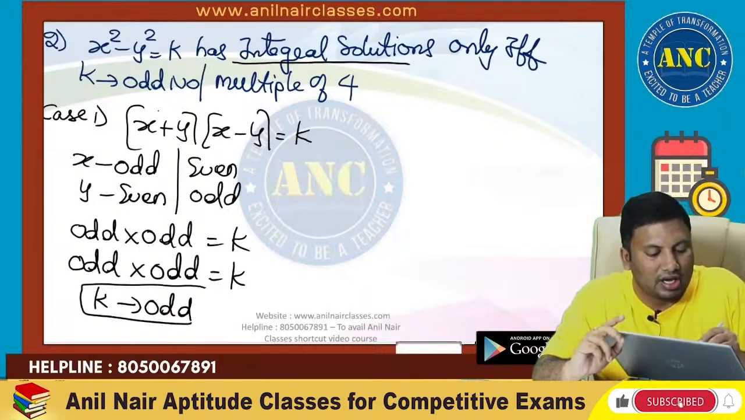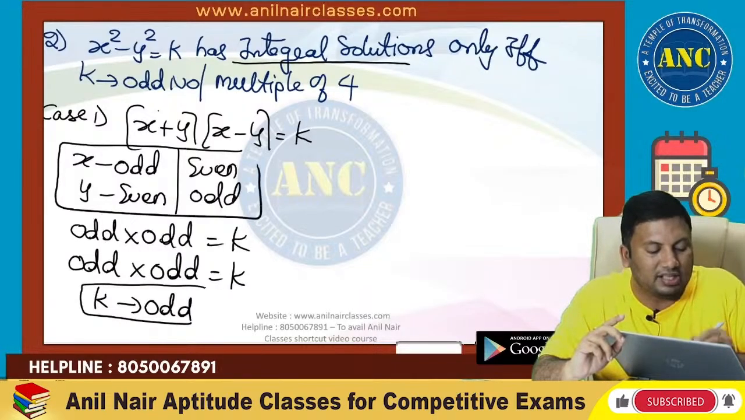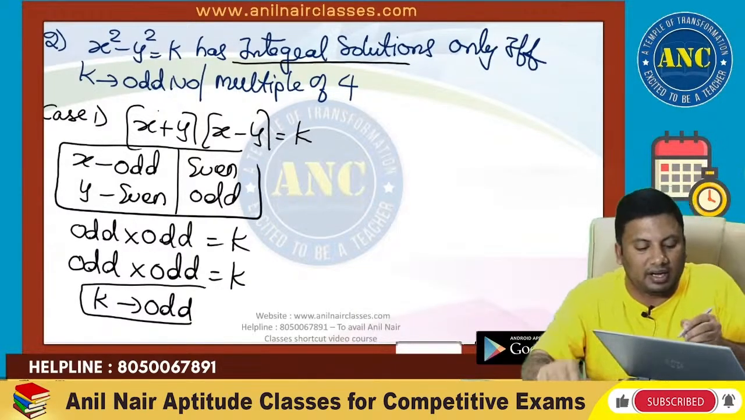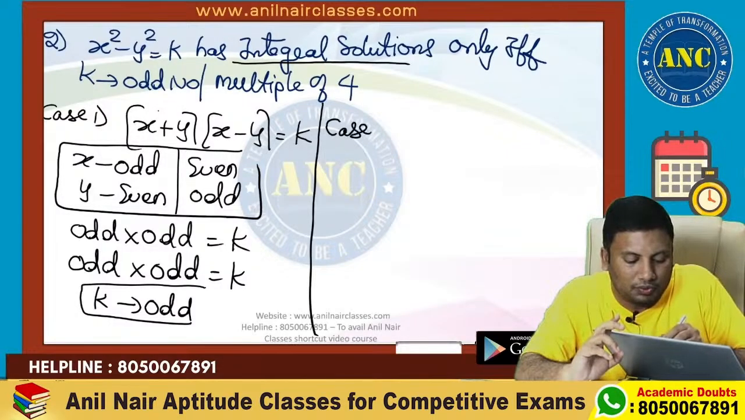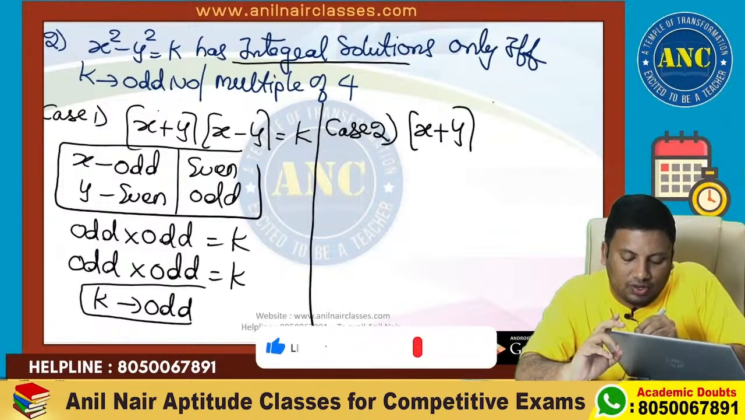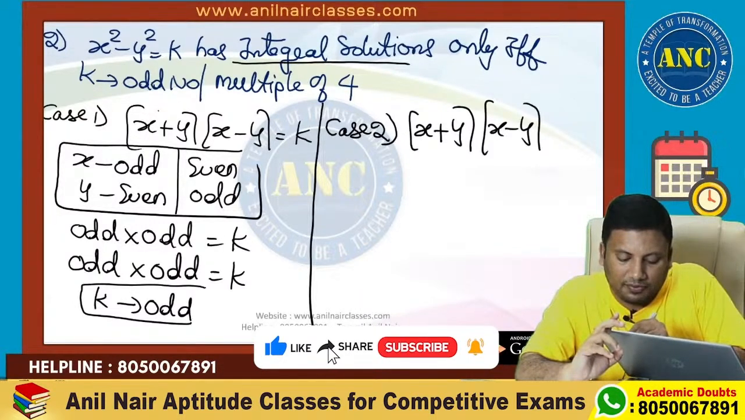Under which case? X is an odd number, y is an even number, or x is an even number, y is an odd number. Idea clear? Case number 2. Step by step, from basics to advanced, we will discuss.